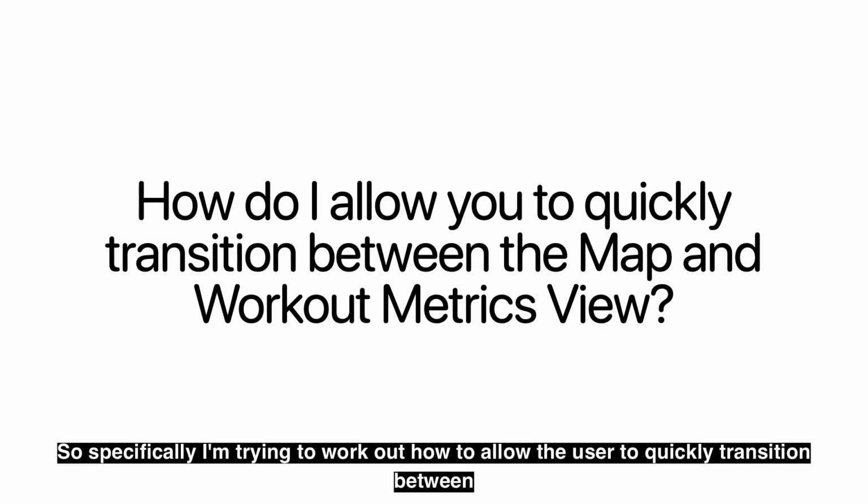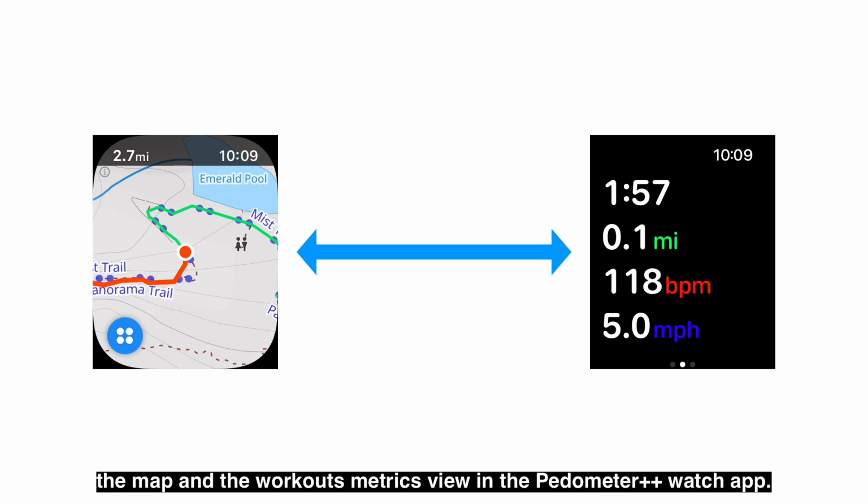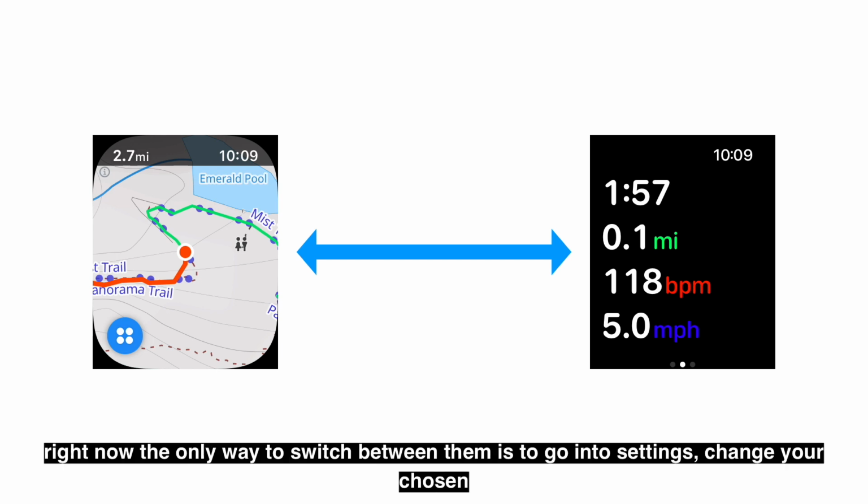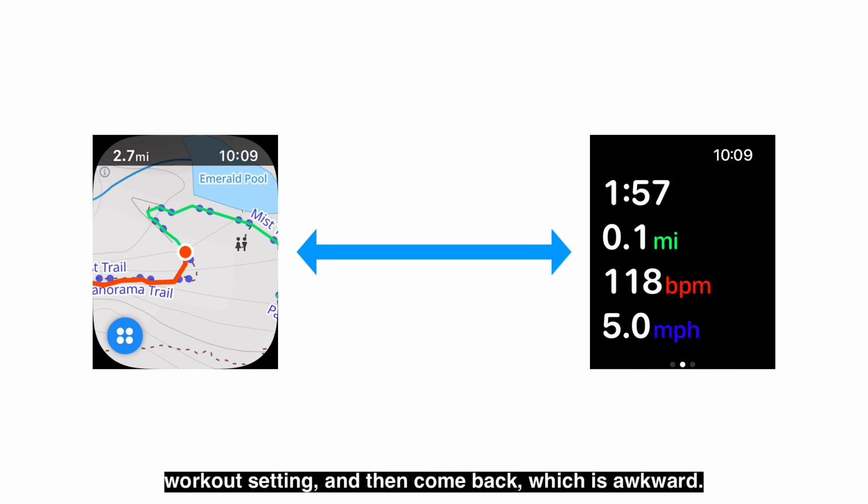Specifically, I'm trying to work out how to allow the user to quickly transition between the map and the workout metrics view in the Pedometer++ watch app. So you have the map view here on the left, metrics view on the right. And right now, the only way to switch between them is to go into settings, change your chosen workout setting, and then come back, which is awkward.